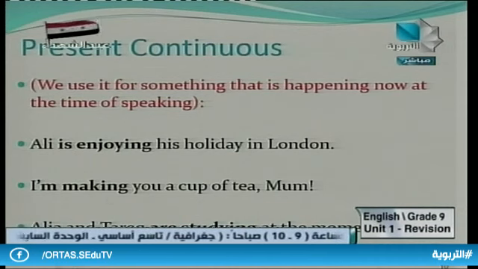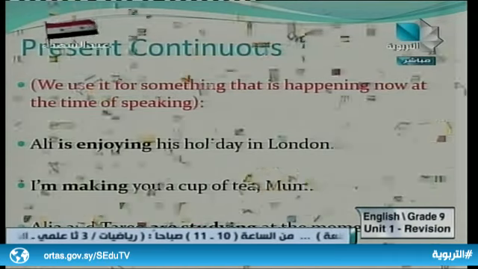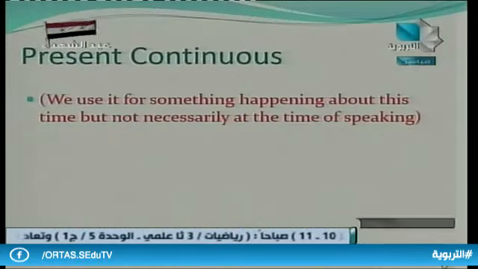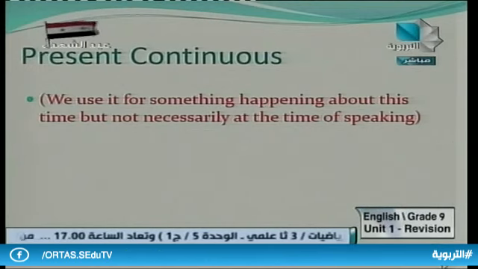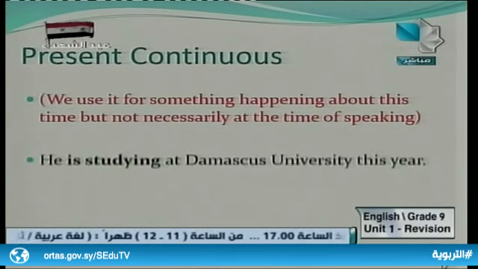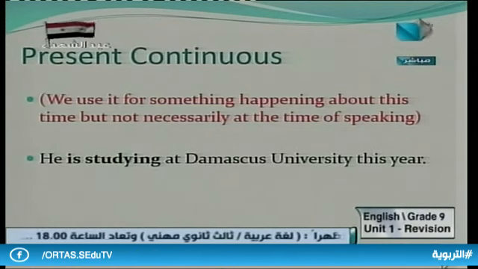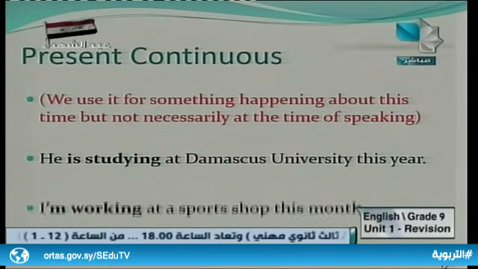We also use the present continuous for something happening about this time, but not necessarily at the time of speaking. He is studying at Damascus University this year. Now we are talking about a short period around this time. He is studying. I'm working at a sport shop this month.